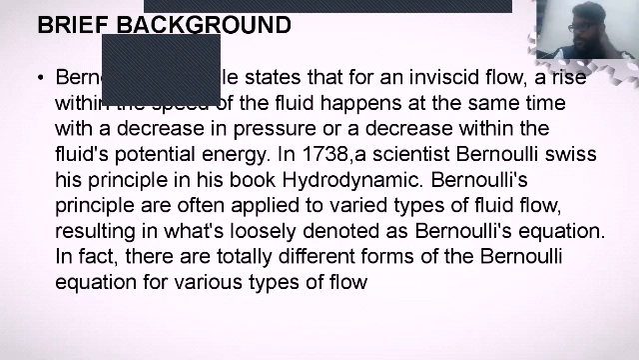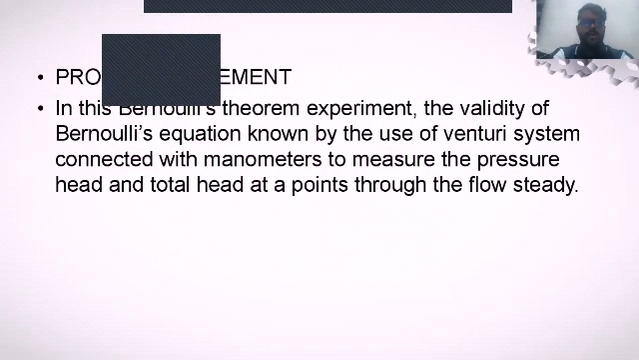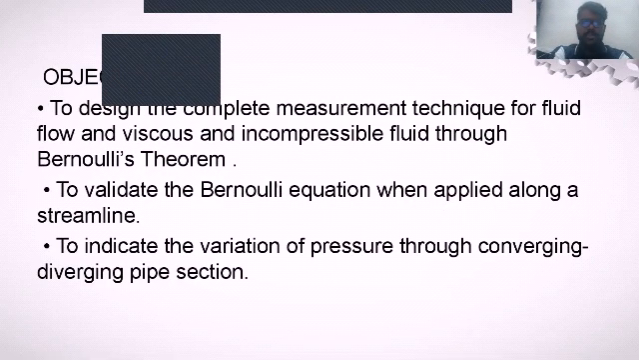Okay, for Bernoulli's we'll be having a few types of flow. For our experiment, we'll be talking about 3 types of flow with different angles of the pipes. Moving on to my problem statement. Okay, our problem statement in the Bernoulli's theorem experiment: the validity of Bernoulli's equation is known by the use of a Venturi system connected with manometers to measure the pressure head and the total head at the points through which the fluid flows steadily.